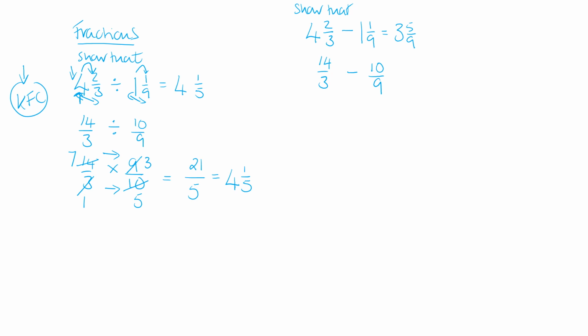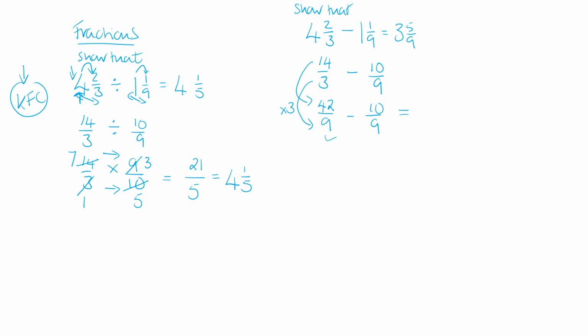Now when we have fractions and we're adding and taking away, we need to have a common denominator. So I can see that the common denominator is going to be 9. So that one I just can leave alone because it's already a 9. So what have I done to get from here to here? I've times by 3. So we need to make equivalent fractions. 14 times 3 is 42.